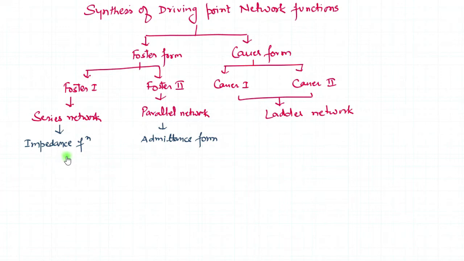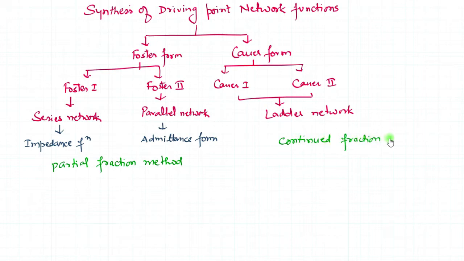In the Foster form of realization, we use the partial fraction method to decompose the given network function. Whereas in Carr form, we use continued fraction expansion. Let us discuss the Foster form. We will first discuss the Foster 1 form.